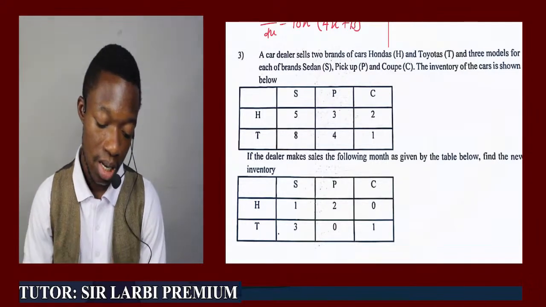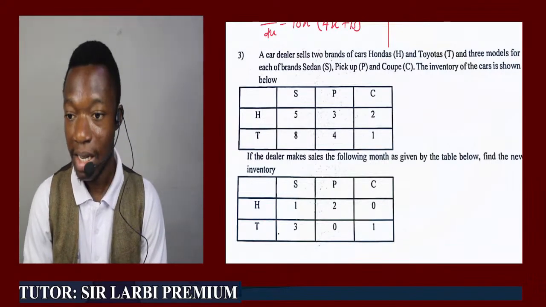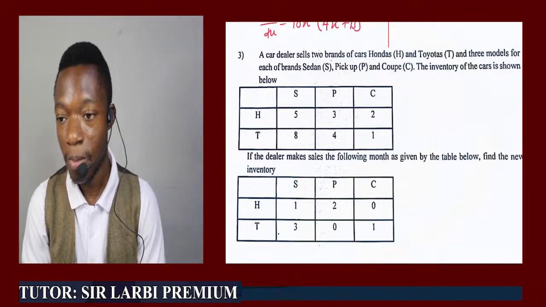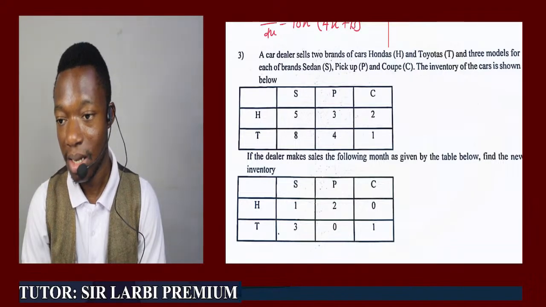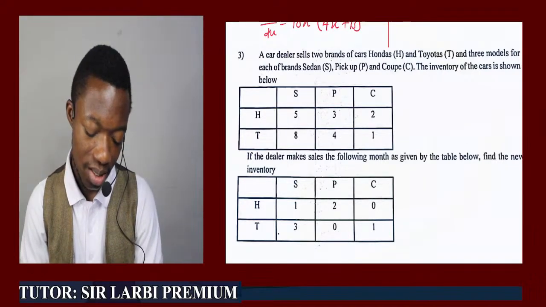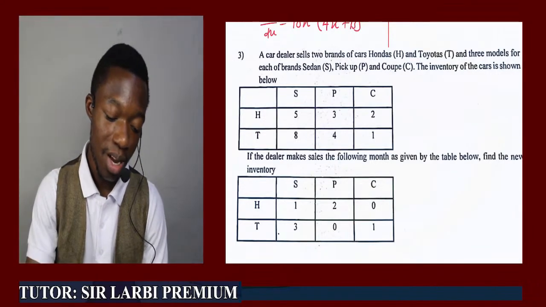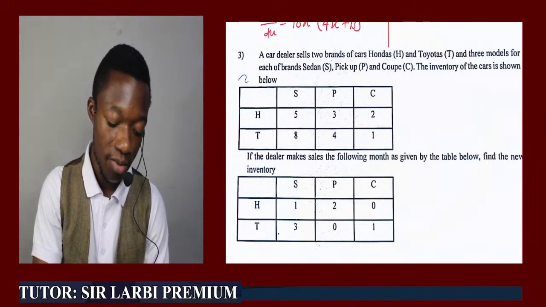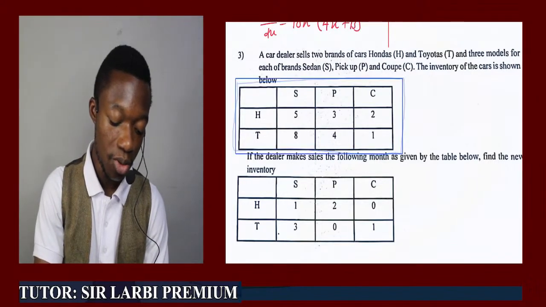So we have the inventories of the cars. The first one here is going to tell us that if the dealer makes the sale the following month, as given by the table below, find the new inventory. So this is the inventory that we have in stock. Follow carefully. This is the inventory we have in stock.